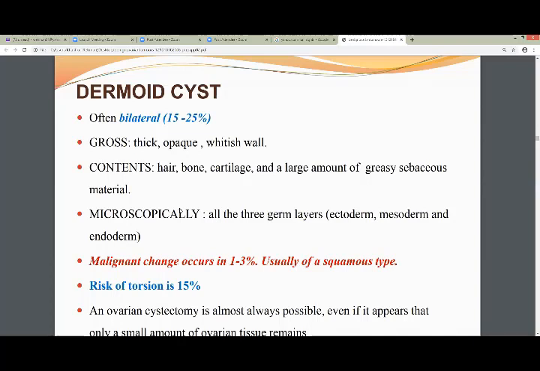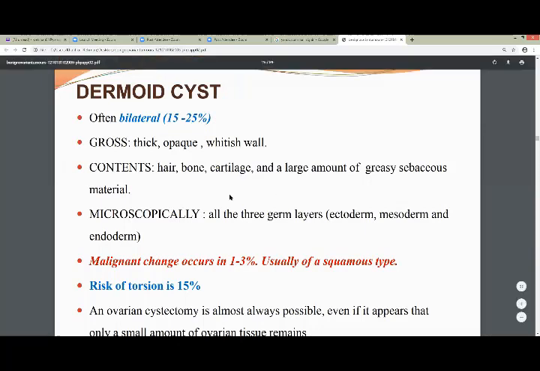As these are variants from the three germ layers, mesenchyme gives bone or cartilage, and the outer part gives the formation of hair, and endoderm is also there. So endoderm, mesoderm, ectoderm, as we know about the germ cell, can be part of the variants of germ cell tumors. Microscopically, all the three germ layers can be present with their variants in a dermoid cyst. Malignant change is rare, only 1 to 3%, usually of a squamous type.